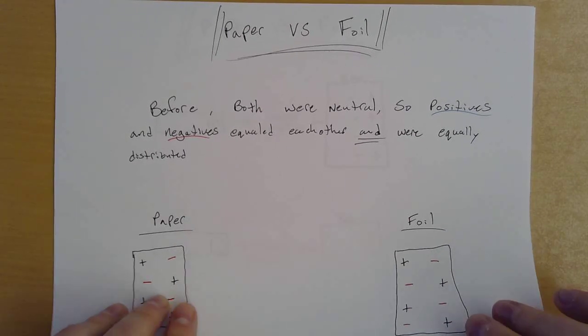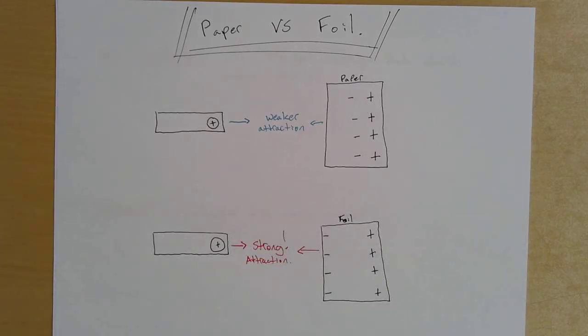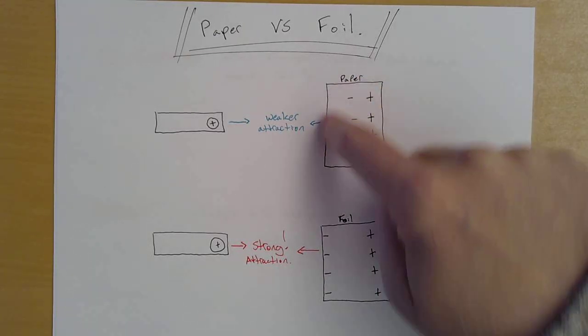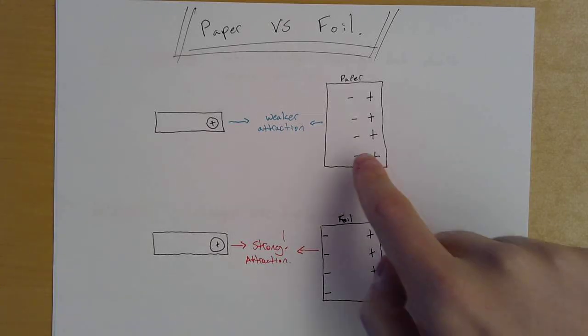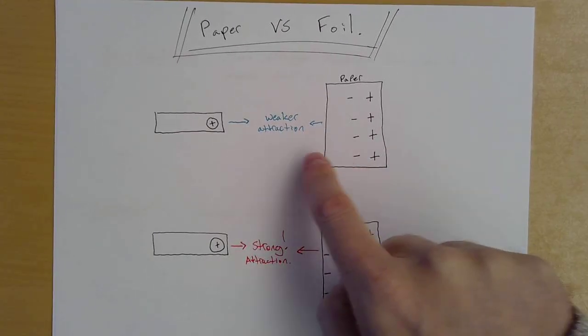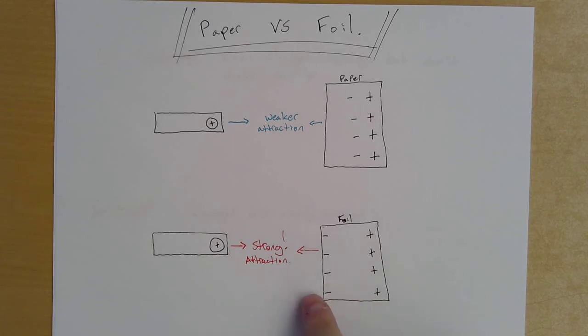But when I introduced a charge like that positively charged piece of tape, we saw something happen. We saw that the charges inside the paper and the foil rearranged slightly. And there was a weaker attraction for the paper and a stronger attraction with the foil. So we really want to start to dig in and see what happened here. Why did the paper move only a little bit? And why did the foil move a lot?